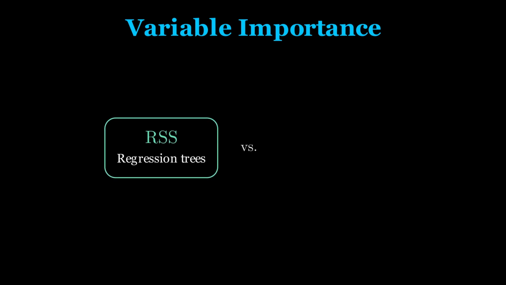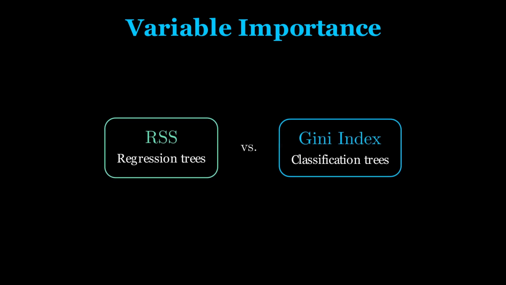The split criterion depends on the type of tree. Regression trees measure the decrease in residual sum of squares, while classification trees use the decrease in the Gini index. Bagging has a weakness, and random forests are designed to fix it.